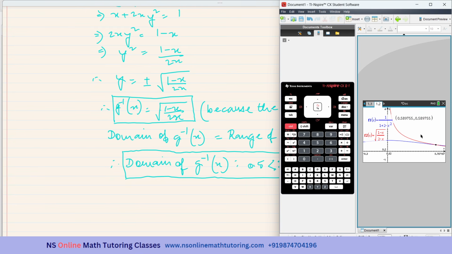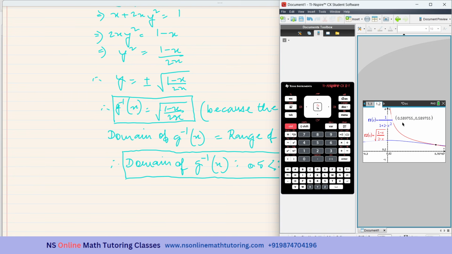Obviously, whenever the original function and the inverse function intersect, that will be a point on the line y equals x, because the inverse function graph is the mirror image of the original function graph, where the mirror line is y equals x. Therefore the x coordinate and the y coordinate have the same value, 0.589755 and so on. We have to take correct to three significant figures, so I'd be taking 0.590.